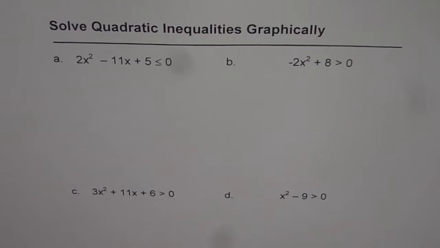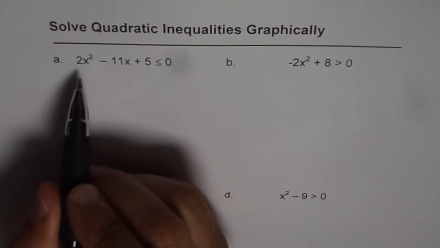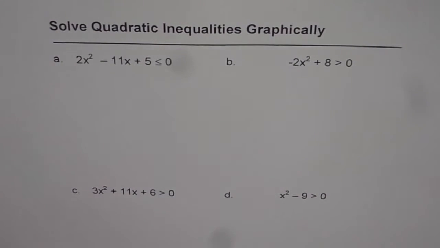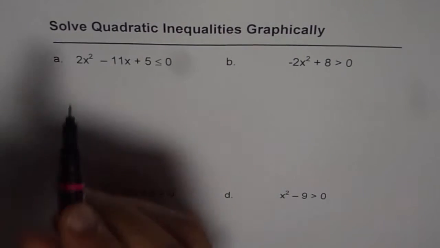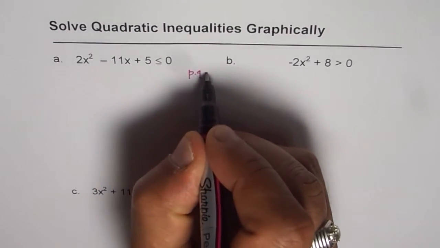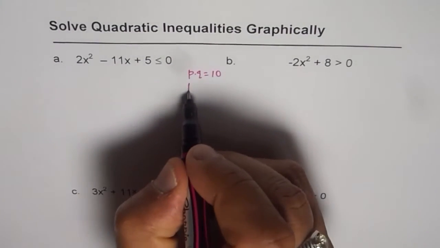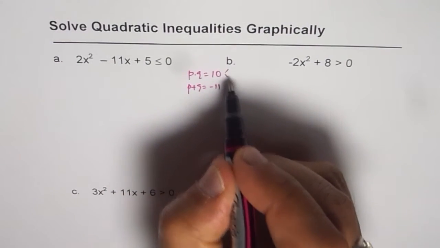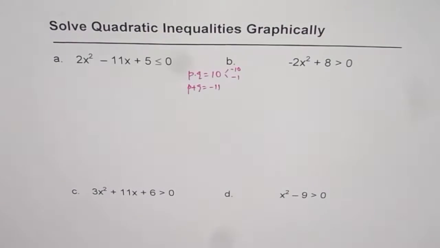So part A is 2x squared minus 11x plus 5 less than or equal to 0. Now since it is not in the factored form, the first step is to write it in the factored form. So let's try to factor this. We have 2x squared minus 11x plus 5. We are looking for two numbers whose product is 2 times 5, 10, right? So p times q equals 10, and their sum, p plus q, equals minus 11. So the two numbers should be minus 10 and minus 1, correct?